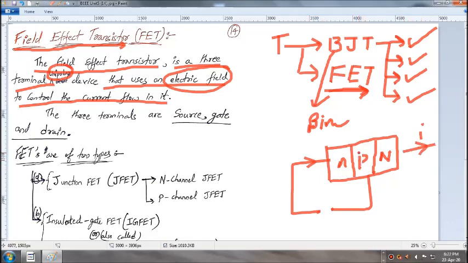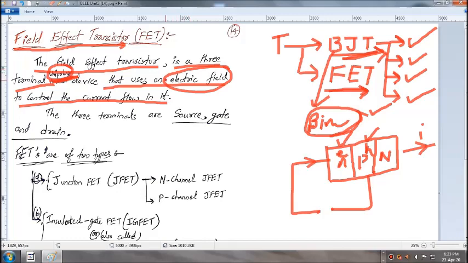If you observe here, there is an N-type and there is a P-type. Here there are electrons, here there are holes. So the current flow is due to both electrons and holes, and so BJT is called a bipolar device, since both charge carriers, electrons and holes, are the reason for the current flow. Whereas in a field effect transistor, only one charge carrier, either N-type or P-type, is responsible for the current flow. So a field effect transistor is a unipolar device, whereas BJT is a bipolar device.